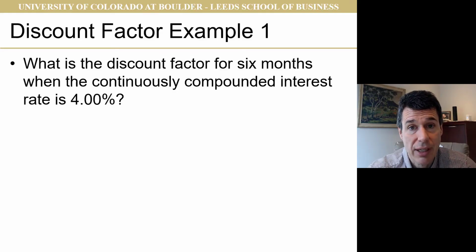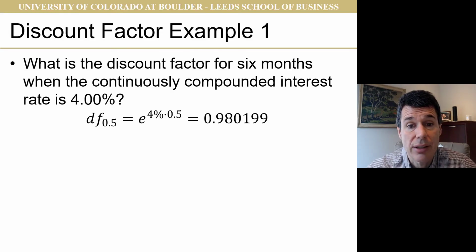So again, the discount factor formula is discount factor equals e to the minus rT. Looks like I'm missing a minus sign in there, so that should be e to the minus 4% times a half, or 0.980199.